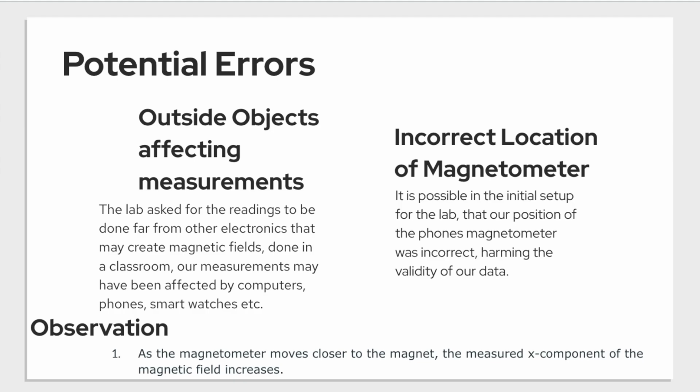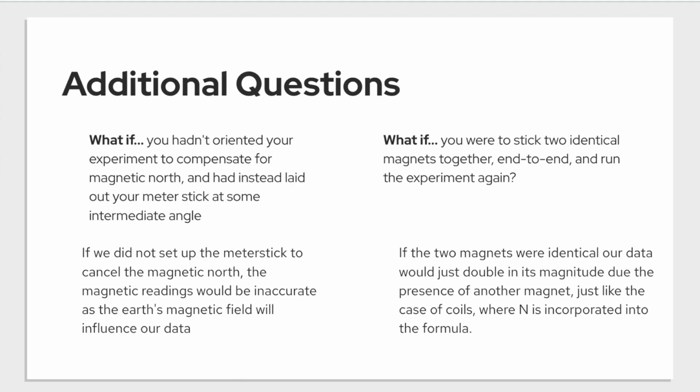Also, just the incorrect location of the magnetometer. It is possible during our setup that we incorrectly found the location for the magnetometer, which is going to harm the validity of our data. Our observation was that as the magnetometer moves closer to the magnet, the X component of the magnetic field does increase.